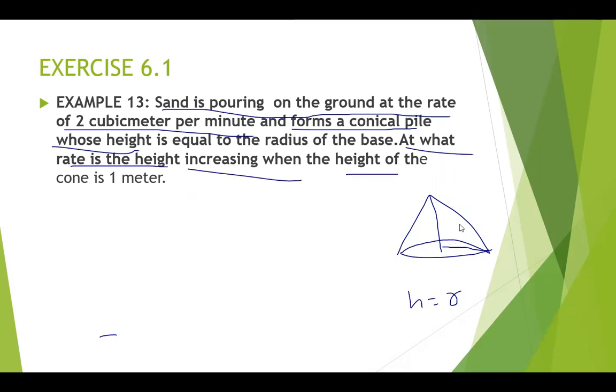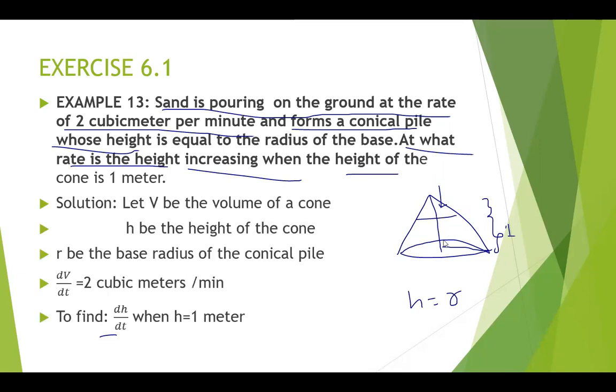Since it has a variable radius, even after the height reaches 1 meter, the sand is still pouring on the ground, and we are asked at what rate the height of that sand cone is increasing. Let me write the given things. Let V be the volume of the sand cone, H be the height of the sand cone, and R be the base radius. What are the given things?